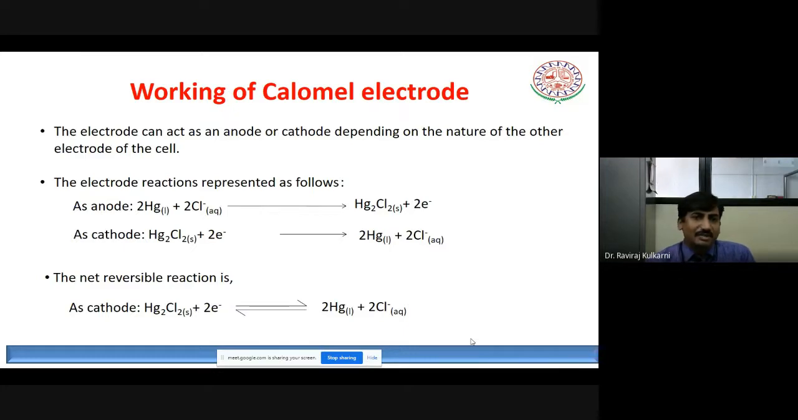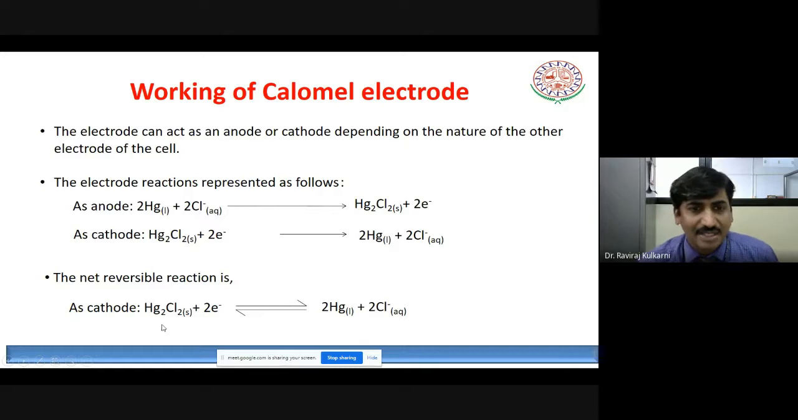The electrode reactions are as follows. 2Hg plus 2Cl minus as anode. When I say anode, I should write 2 electrons on the right hand side. When I say cathode, I should write electrons on the left hand side and compensate these 2 electrons with Cl minus ions, so the charges are balanced. Mercury reacting with Cl minus ions gives Hg2Cl2 and 2 electrons. Hg2Cl2 plus 2 electrons gives 2Hg plus 2 Cl minus ions.